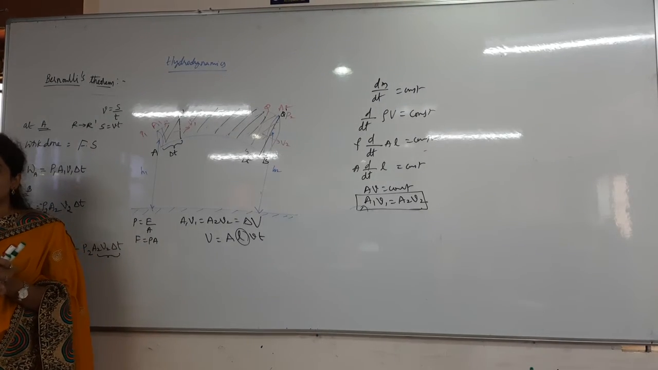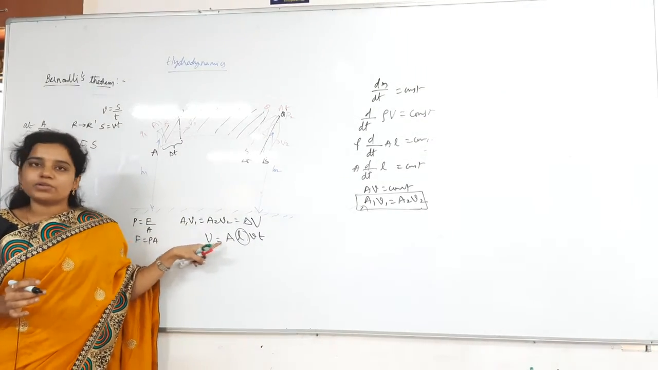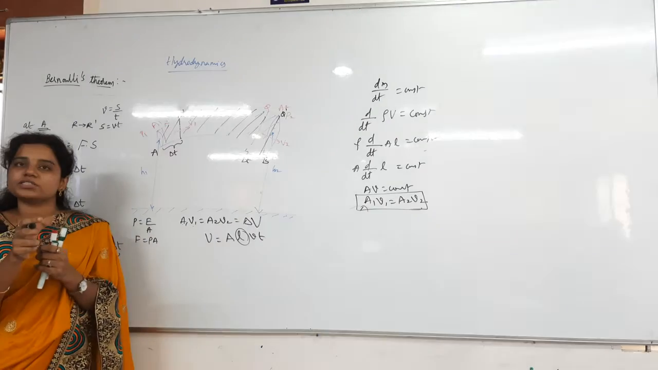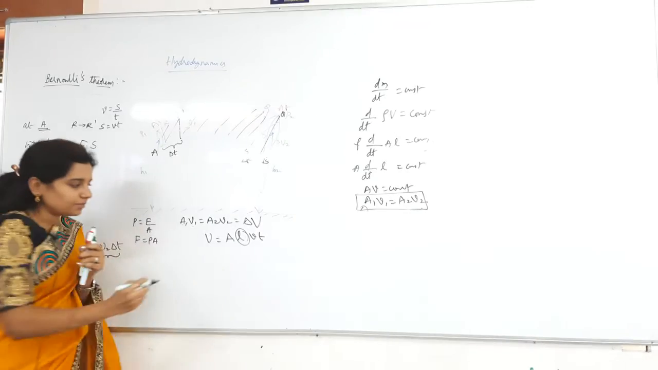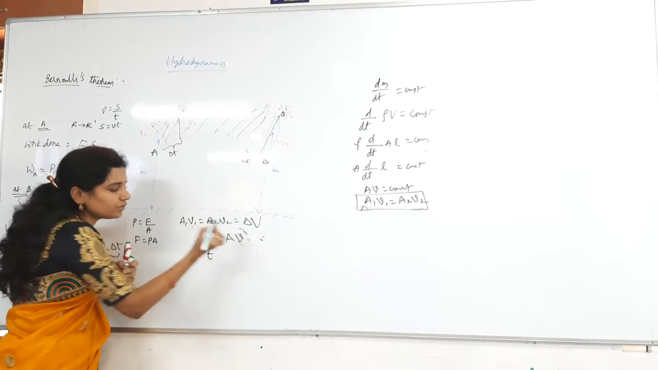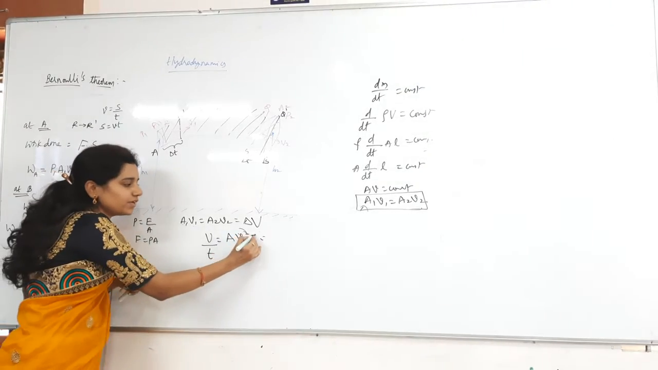That is a very important thing here. Actually the volume is nothing but area into length. So what does the equation of continuity state? A1 V1 is the amount of fluid flowing per second. Nothing but what you have to take here: V by t is equal to area into velocity. That is the equation of continuity, right? That is equal to always what?